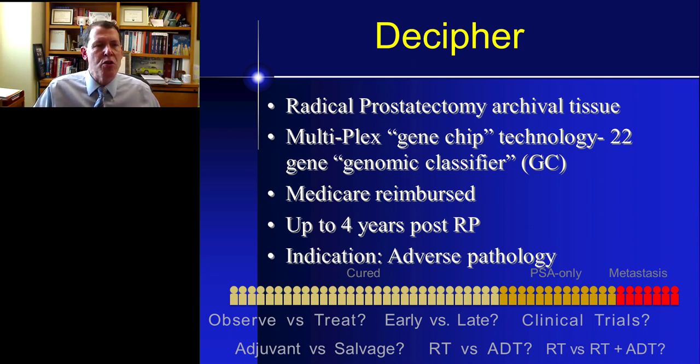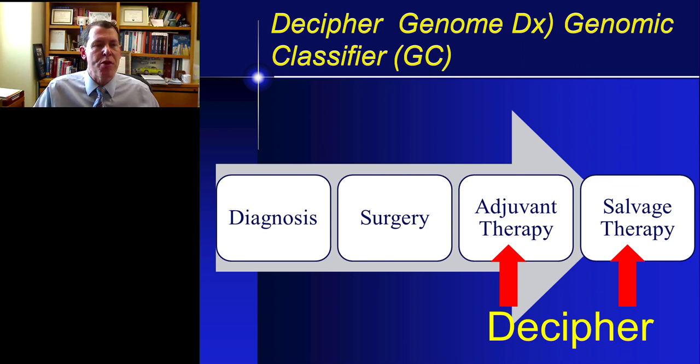And so this cartoon just shows where it's positioned. This is a test done after radical prostatectomy when you have the surgical pathology specimen and you send a representative sample of that tissue to the Decipher laboratory in California. And the idea is to use this test for the patient and the doctor to make better clinical decisions about possible adjuvant therapy or salvage therapy that might be needed after the surgery to help provide a better long-term cure rate.